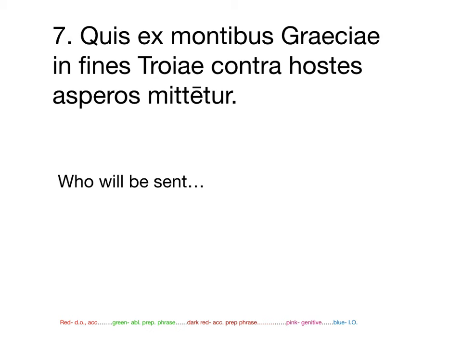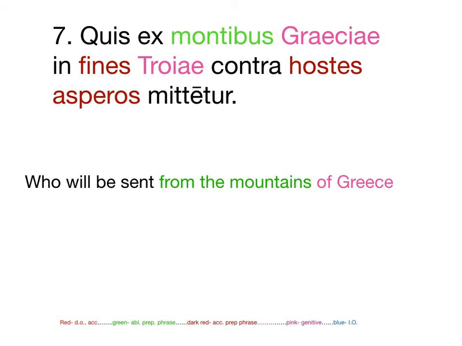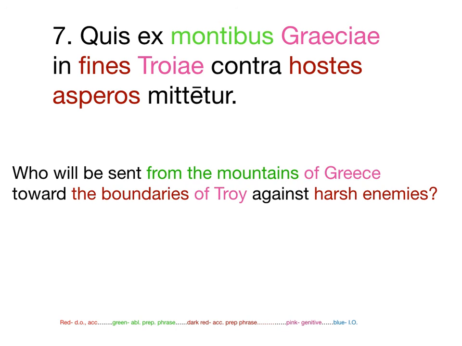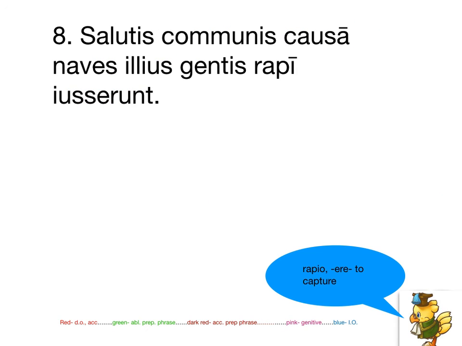Who will be sent ex montibus, from the mountains, Graeciae, of Greece, in fines Troiae. Fines is accusative, so it's not going to be in the limits or the boundaries, but into the boundaries of Troy. Against harsh enemies. So we actually have 2 accusative-taking prepositions, in and contra. That's why it's into, or toward, the boundaries. Into or toward, either way, against the harsh enemies. All right, not too bad. That one should have been the easiest one so far, probably.